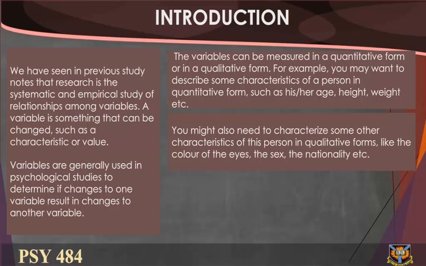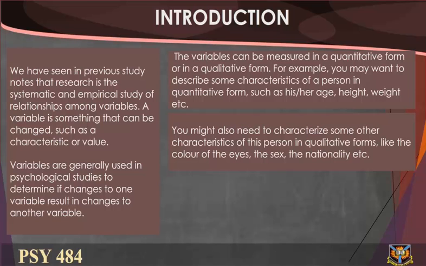Introduction. We have seen in previous study notes that research is the systematic and empirical study of relationships among variables. A variable is something that can be changed, such as a characteristic or value. Variables are generally used in psychological studies to determine if changes to one variable result in changes to another variable. The variables can be measured in a quantitative form or in a qualitative form.